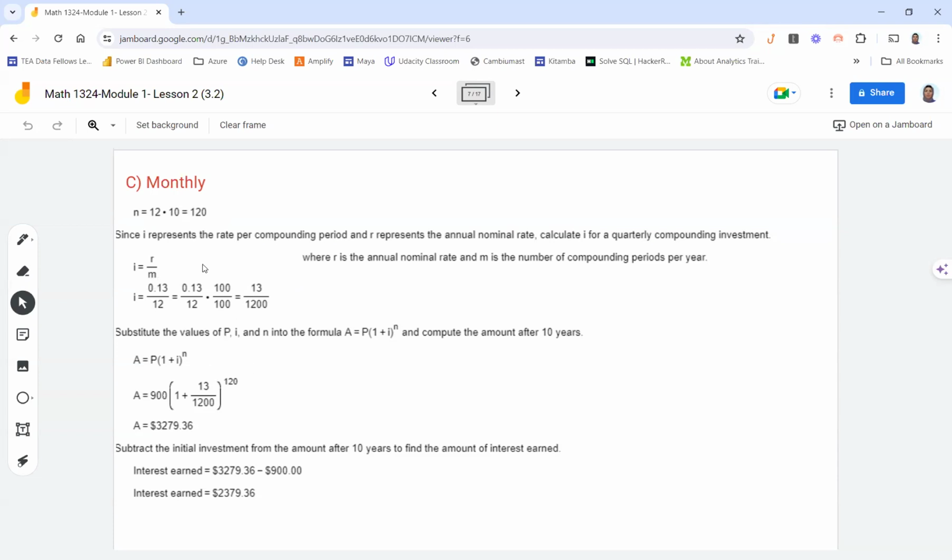So we're going to now plug in these numbers to the formula. 900 is the original money. 1 plus, this is the new rate after we divided the rate by 12, to the power of 12 times 10, which will be 120. So this will be the total amount of money in 10 years if you choose the monthly option. Again, this is the interest you earn when you subtract the 900 original money from the total money.